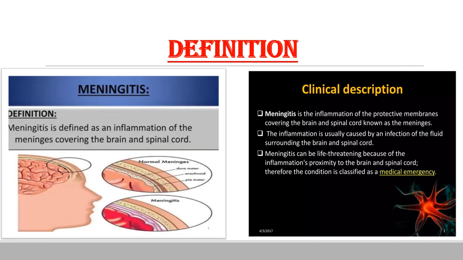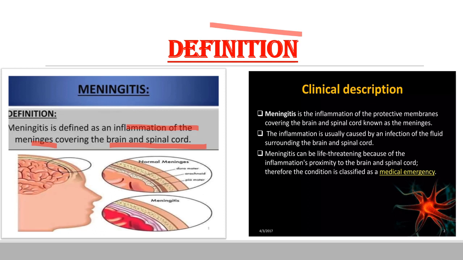So next you can see the definition. What is the definition of meningitis? Meningitis is simply, itis means inflammation, inflammation of the meninges. So it is covering the brain and spinal cord. Meningitis is defined as an inflammation of the meninges covering the brain and the spinal cord.